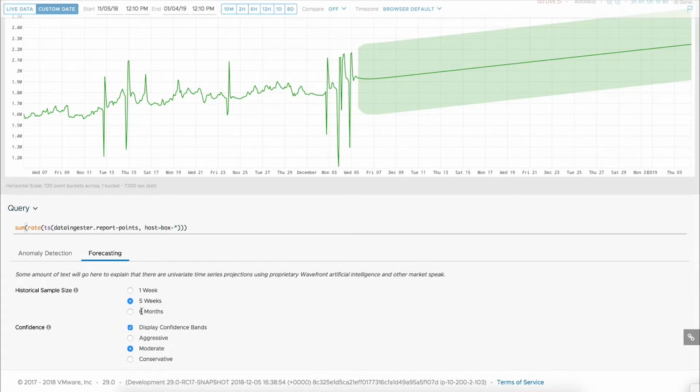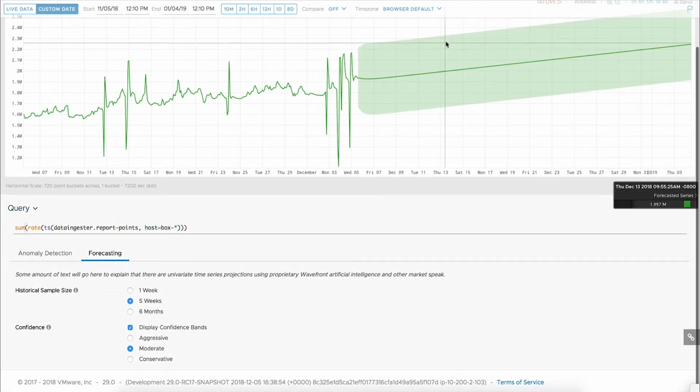Right now we already changed it from 1 week to 5 weeks and 6 months. So when would you use one of these? Basically, if you're looking at short term, a day, a few hours, then you're usually looking at historical data of a week. If you want to see a projection of a few weeks forward, you would want weeks or months of data to rely on.